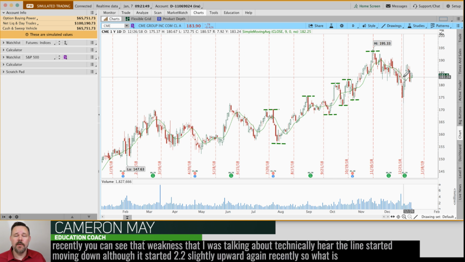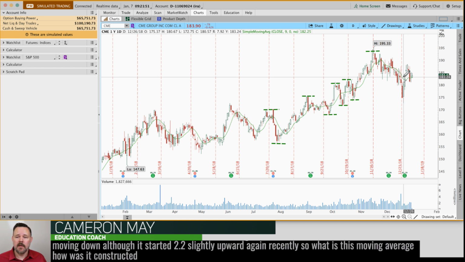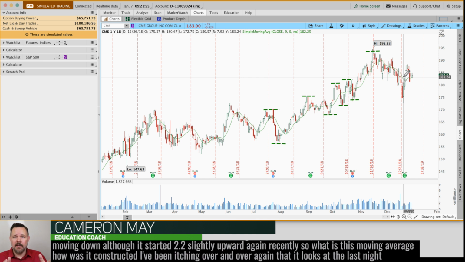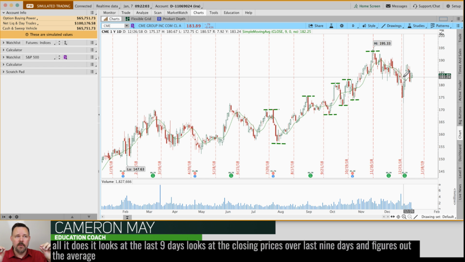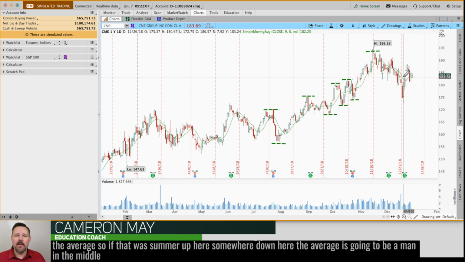So what is this moving average? How is it constructed? Well, I've been mentioning over and over again that it looks at the last 9 days. Here's all it does. It looks at the last 9 days, looks at the closing prices over the last 9 days, and figures out the average. So if some are up here and some are down here, the average is going to be in the middle, calculates the average, and it puts a dot on the chart.